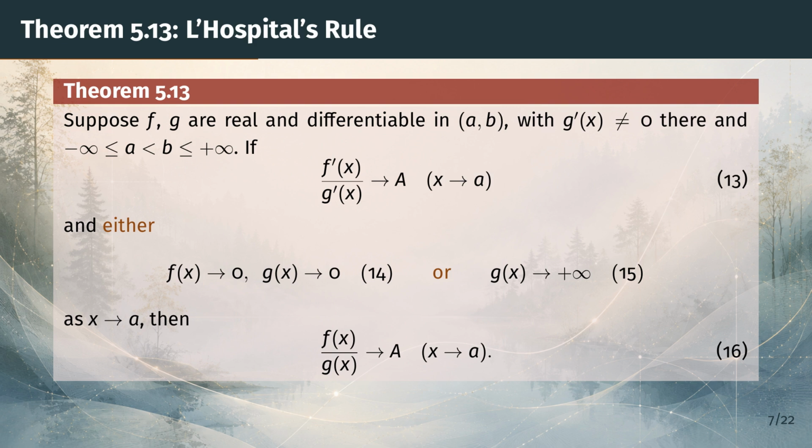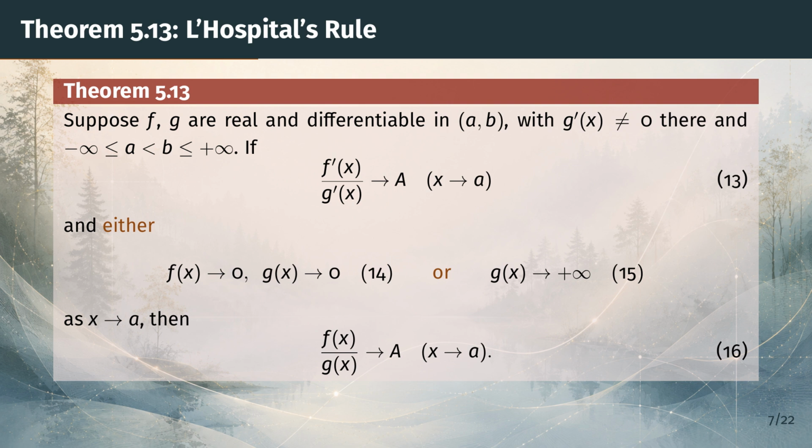Here's the theorem. Suppose f and g are differentiable on the open interval from a to b, and the derivative of g is never 0 there. The endpoints a and b are allowed to be infinite, which is why the rule handles limits at infinity too. The crucial hypothesis, labeled 13, is that the quotient of derivatives f prime over g prime tends to a limit A as x approaches a.